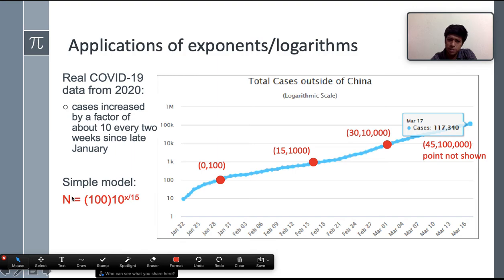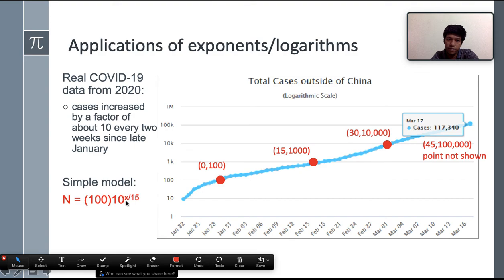N equals 100 into 10 to the power x by 15, that means the number of people infected. The cases increased by a factor of about 10 every 2 weeks since late January 2020. Every 2 weeks by a factor of 10. What does it mean? It means this x will tell what happens after every 2 weeks.